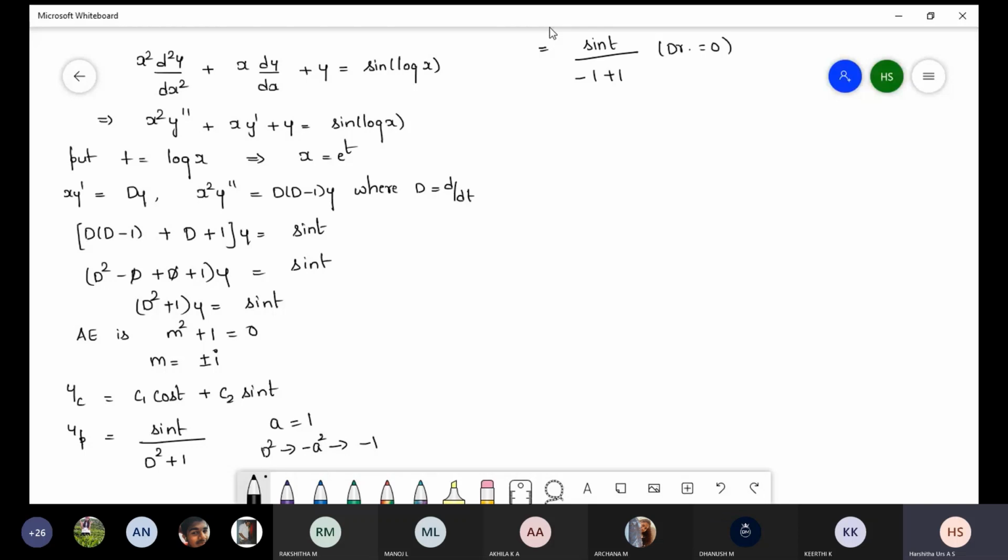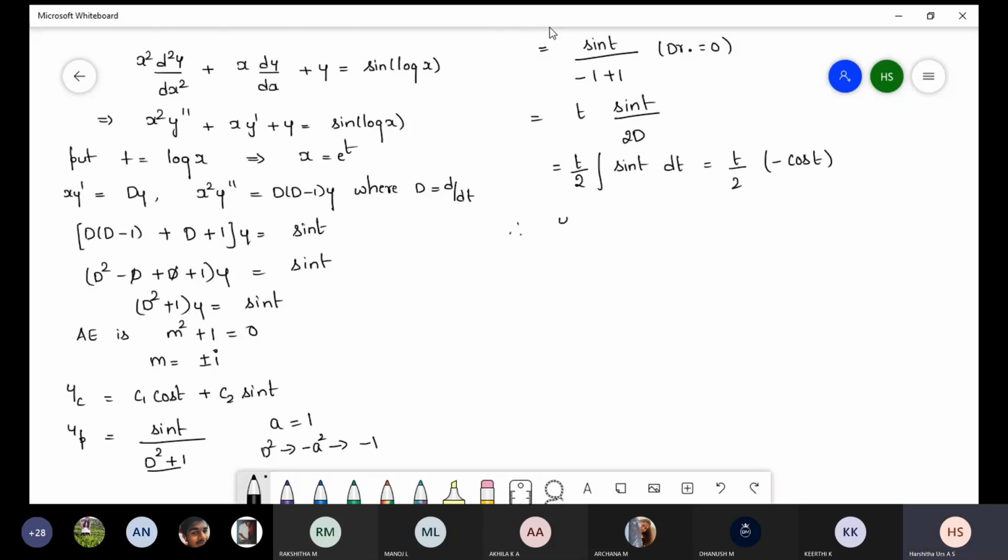After writing this, put a dot. That means a failure case of the denominator. So here t into sin t, differentiation of this f of d, that is 2d. So t by 2, the reciprocal of the differentiation is integration. So integration of sin t into dt. So t by 2, integration of sin t is minus cos t.